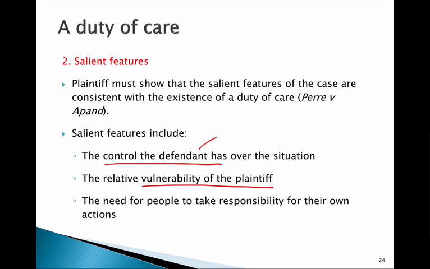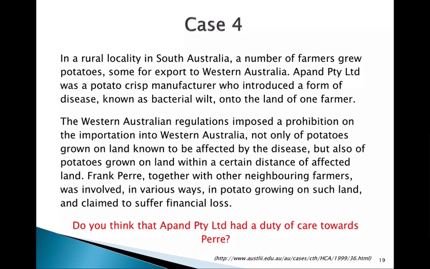So the more control the person who actually had the act or omission that led to the incident has, the more likely they owe a duty. The more vulnerable the person who has been harmed is, the more likely they were owed a duty as a result. And the case of Pair and Append is a great one to help us understand control and vulnerability. We've got to think about what's actually going on.